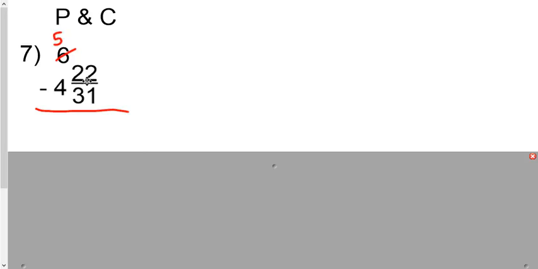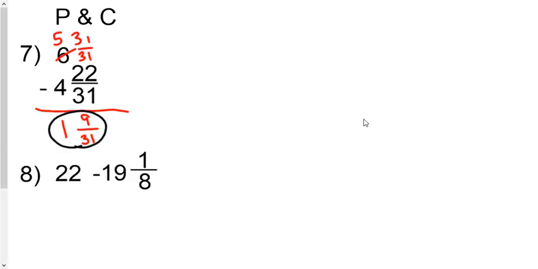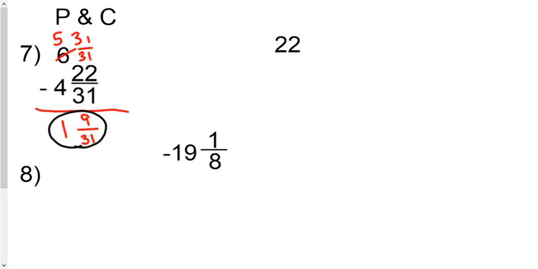In this case, we look at the bottom of the denominator, so it'll be 31 over 31. And 31 minus 22 is 9. And here's the whole number that I forgot to do, so it's 1 and 9/31. That's our answer. Let's take a look at number 8, and in fact, let's just drag this over here to where we can see it a little bit better.